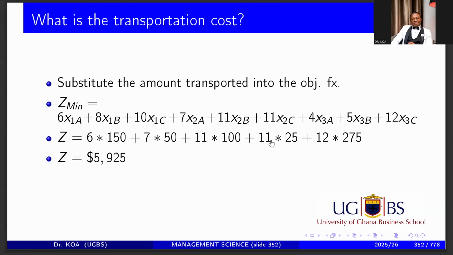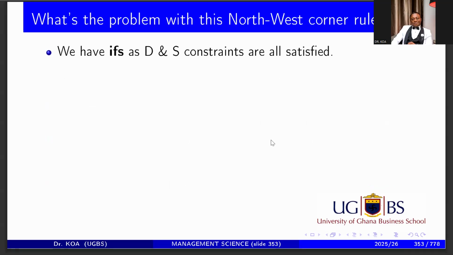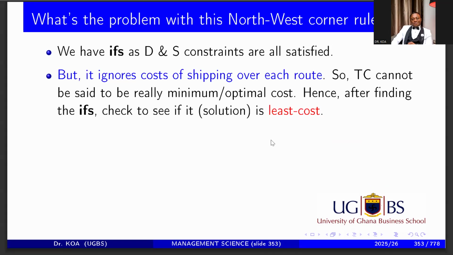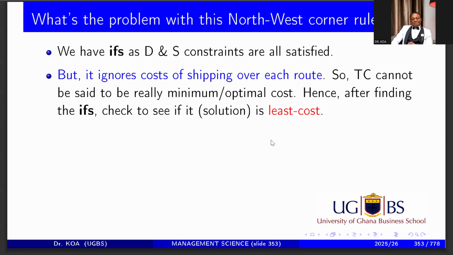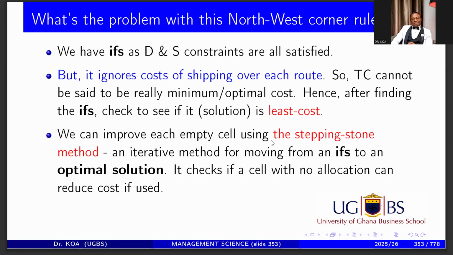See, let me tell you the problem with this northwest corner rule. Number one, the northwest corner rule did the allocation without considering the cost. If you check it very carefully, when you were allocating the 150, did you take into consideration the $6 cost? No. So it doesn't take into consideration the cost, and that is a problem. So we need another method that will take care of the cost. And this is known as the minimum cell cost approach.